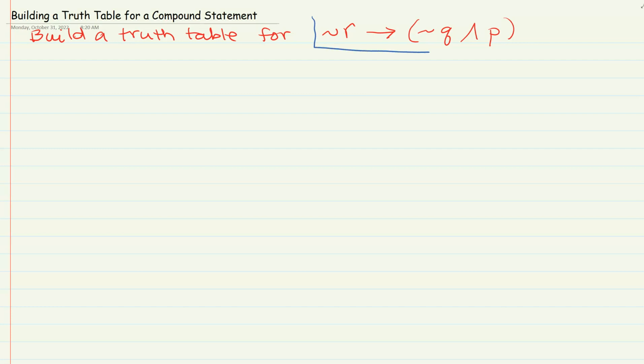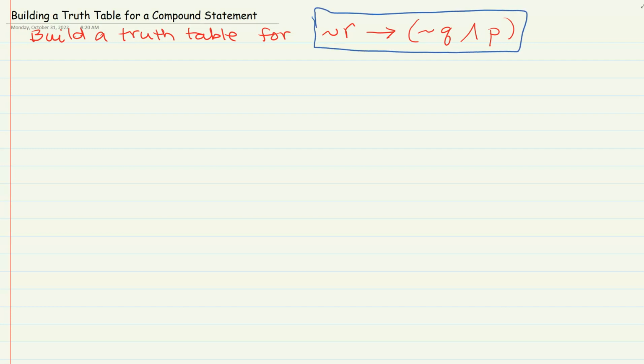Hey class, in this video, I would like to focus on how to build a truth table for a compound statement. Suppose the question asks you to build a truth table. The instruction will say, build a truth table for the statement, and here is the statement: not R implies not Q and P.